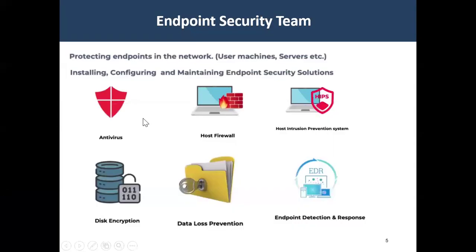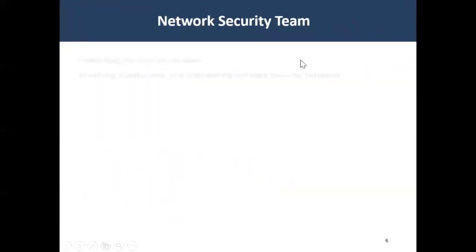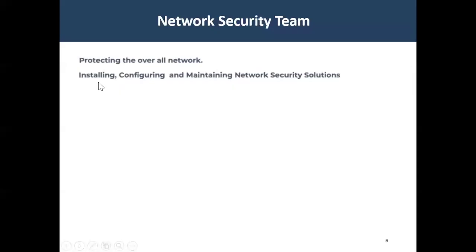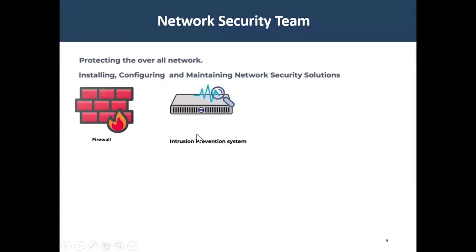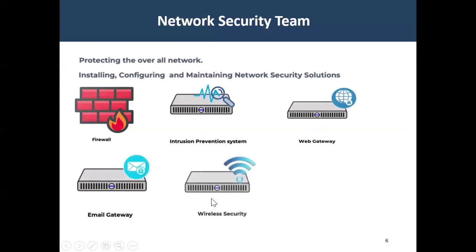Now, the network security, if I talk about it, is again a very important part. It means protecting the overall network: installing, configuring, and maintaining network security solutions like firewalls. We are maintaining intrusion prevention systems, web gateways, and email gateways. We are required to have wireless security. We should have security for web applications, which we call web application firewalls, a very important concept in order to maintain the security of assets. These are the technologies we're going to get hands-on experience with: how they work, what we can do, and how we can protect. We're going to discuss that in detail in the coming sessions.